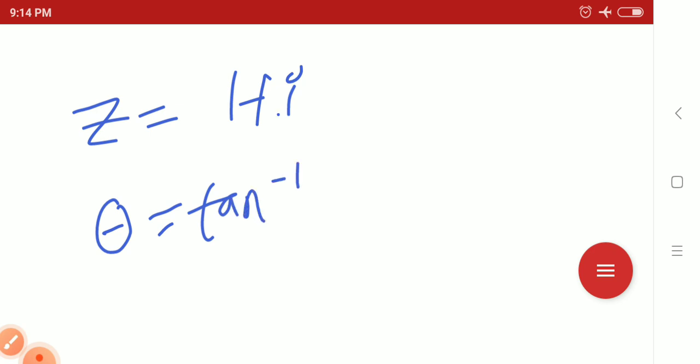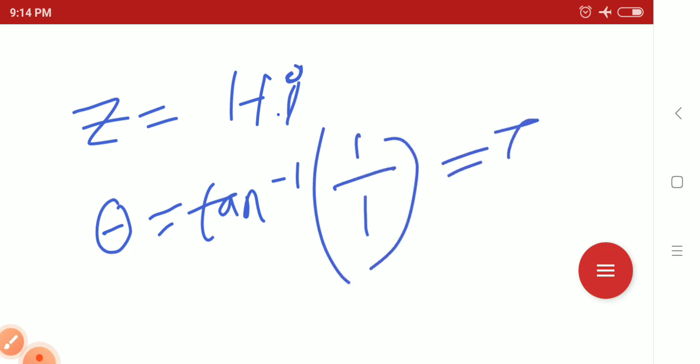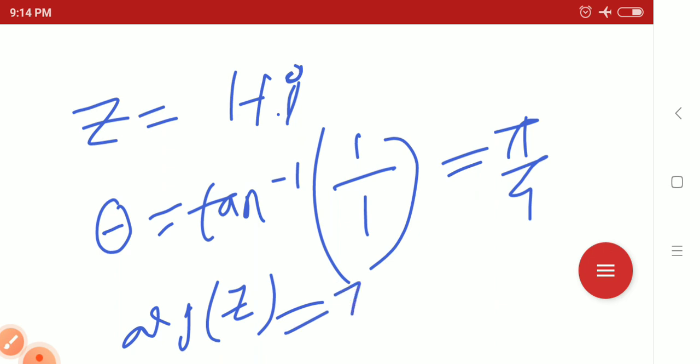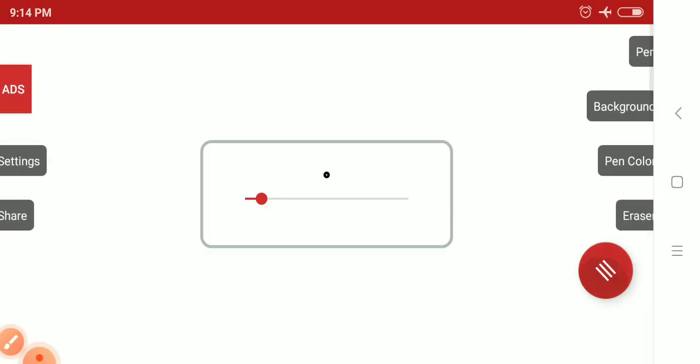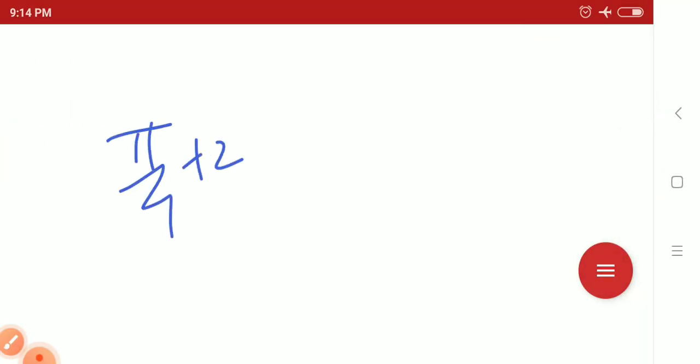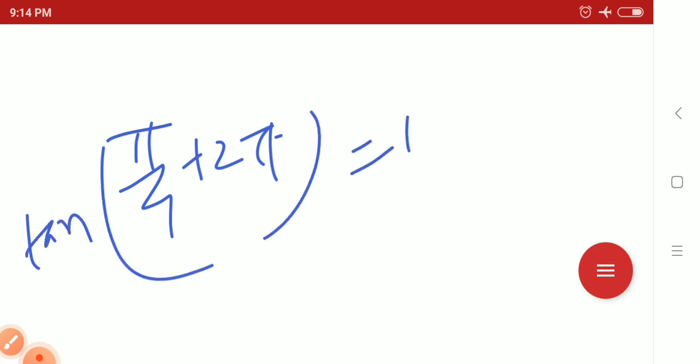Here the imaginary part is 1 and the real part is 1. That means tan inverse 1 is pi by 4. So the argument of z is pi by 4. Now if you rotate 2 pi extra, pi by 4 plus 2 pi, you will get the same thing, you can write the same thing.